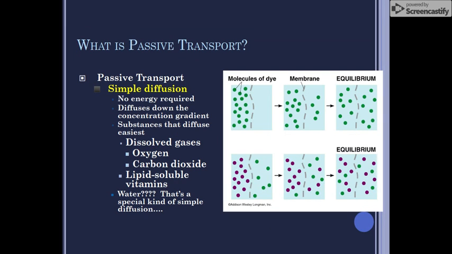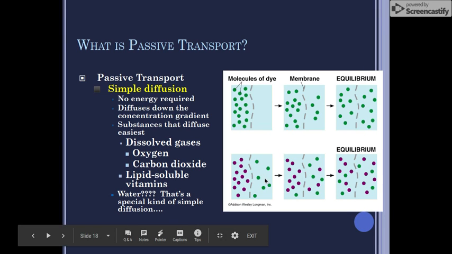So simple diffusion, again, is just movement down the concentration gradient from high concentration to low. So we see this here. We've got our molecules of dye over on this side of the membrane, and they start moving to the other side until they reach equilibrium. Now this can happen with different types of molecules as well, right?